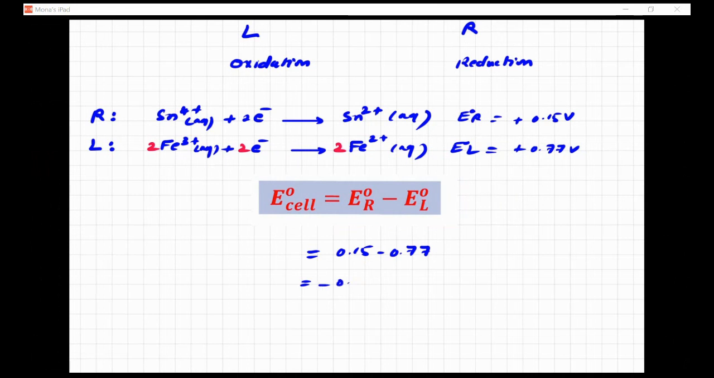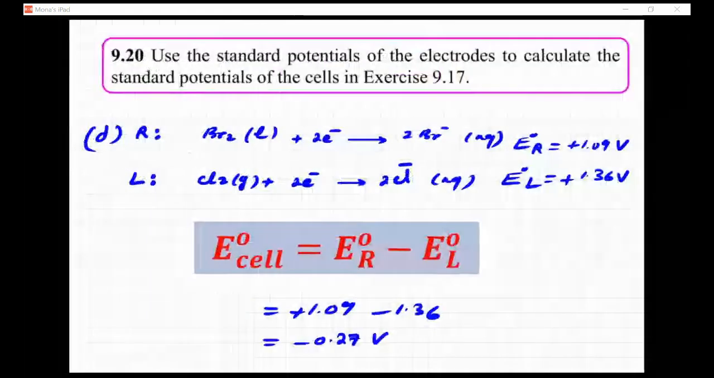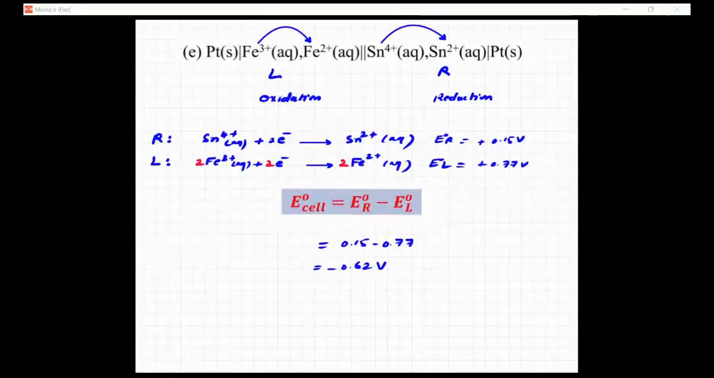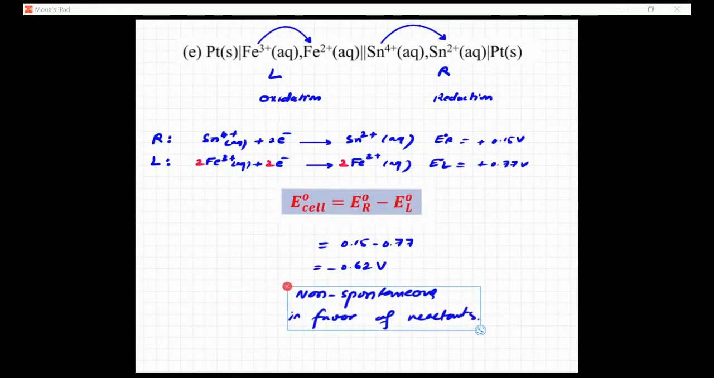Negative means it is again the same comment here. It is non-spontaneous, and it is also in favor of reactants. So this is part A.